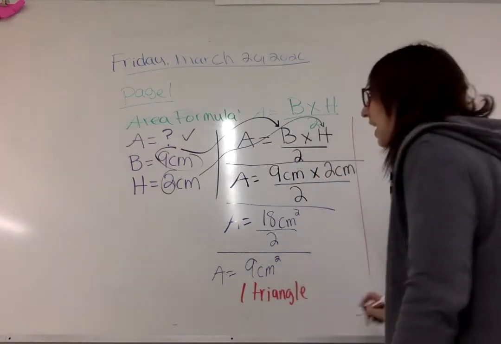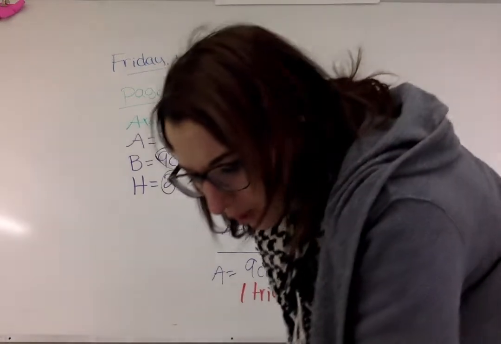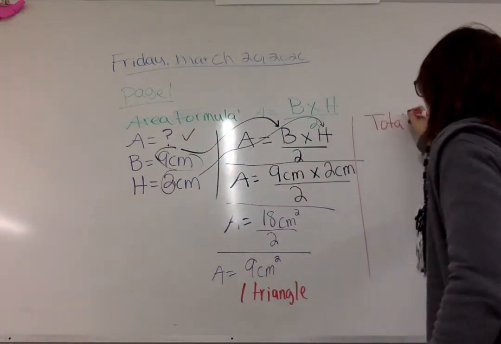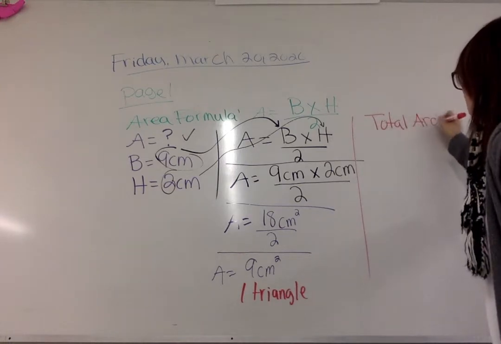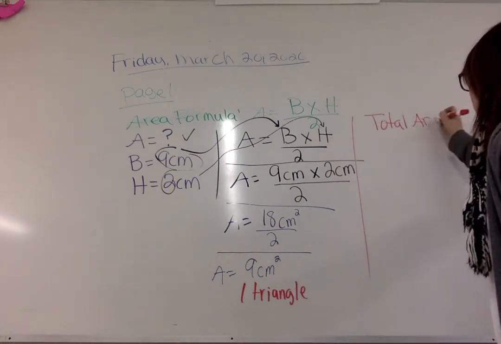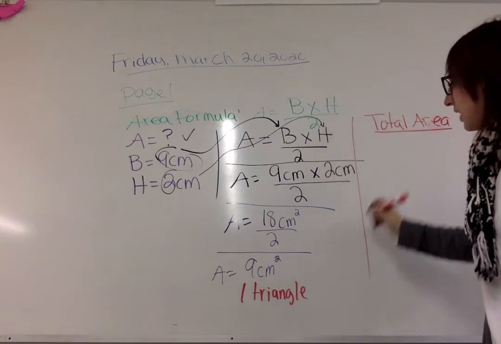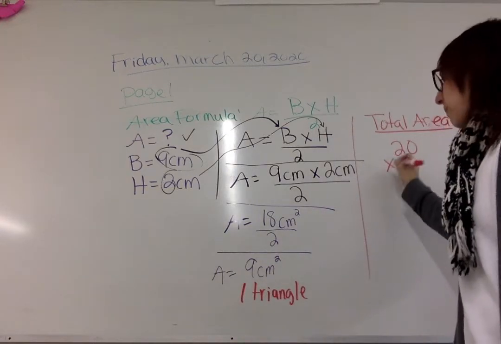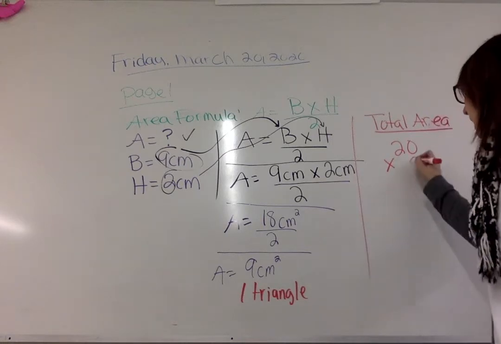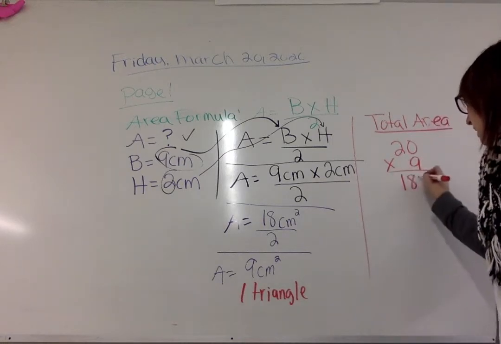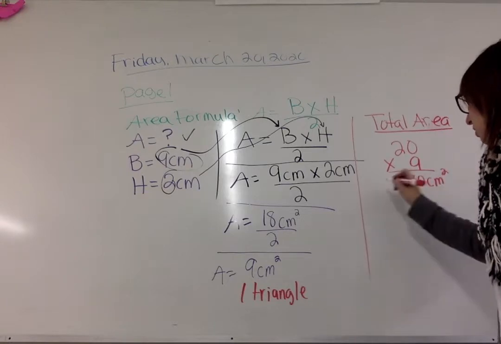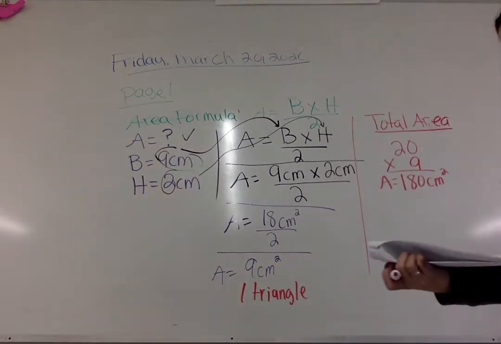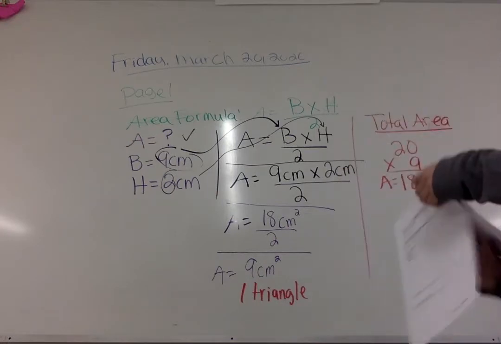The problem says if there are a total of 20 right triangles, so I'm going to call this total area, as you'll see in one of the videos uploaded on Google Classroom under area of a triangle. We're going to take the 20 triangles, and we're going to multiply it by the area of one, which is 9, and we're going to get 180 centimeters squared is the total area of 20 triangles. Okay, when you're done, we're going to flip over. We're going to go to page 2.